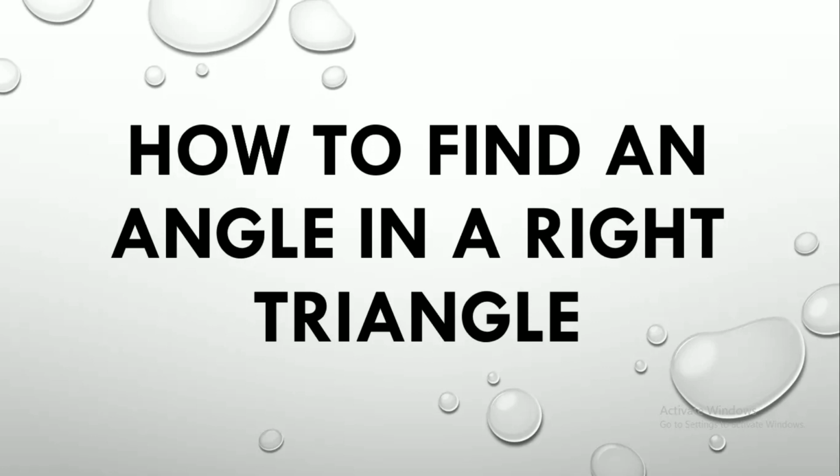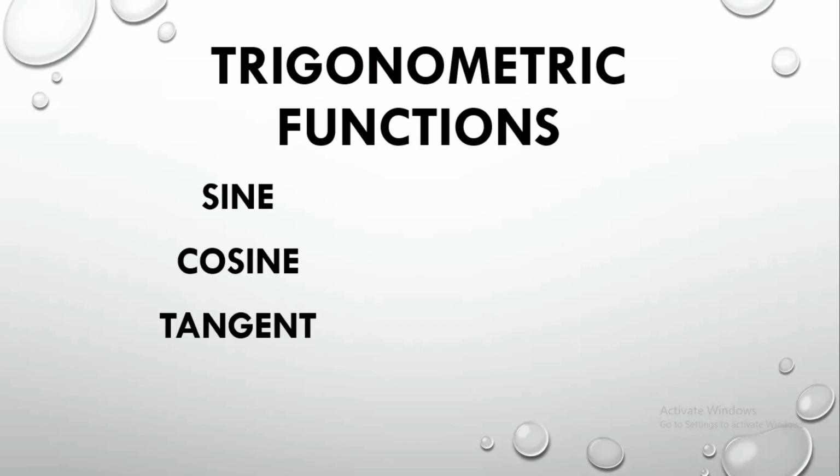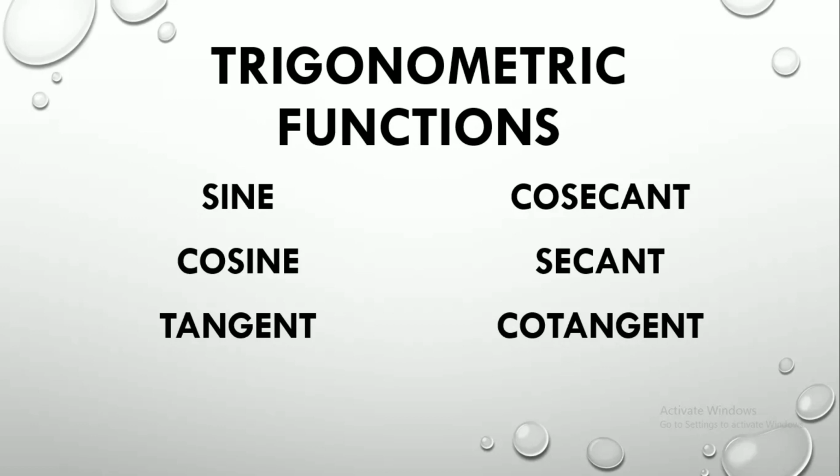In this video, you will learn how to find an angle in a right triangle. I assume that you already know something about trigonometric functions, since this video focuses more on inverse trigonometric functions. I will just introduce what the 6 trigonometric functions are. These are the sine, cosine, tangent, together with their reciprocals: cosecant for sine, secant for cosine, and cotangent for tangent.